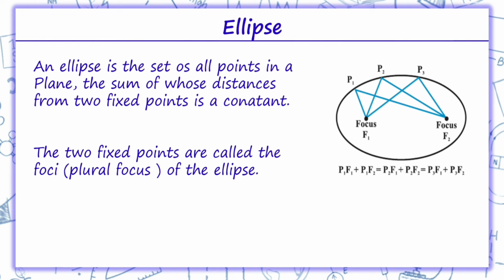An ellipse is basically the set of all points in a plane, the sum of whose distances from two fixed points is constant, that is P1F1 plus P1F2 equals P2F1 plus P2F2 equals P3F1 plus P3F2. These two fixed points are known as the foci of the ellipse.